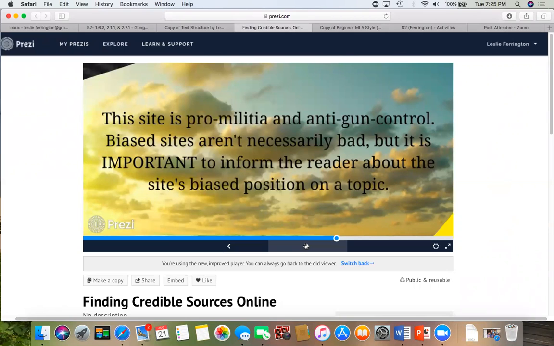Lots of sites have biases to them. Bias is not necessarily bad, so don't always think that means you absolutely can't use it. You just want to be careful that you are aware of the fact that that site has that kind of filter on it.